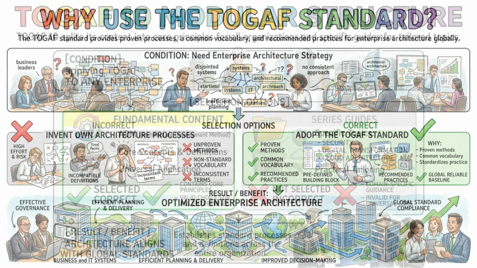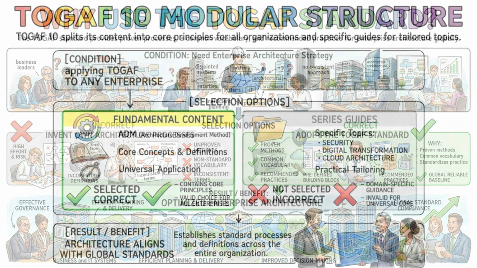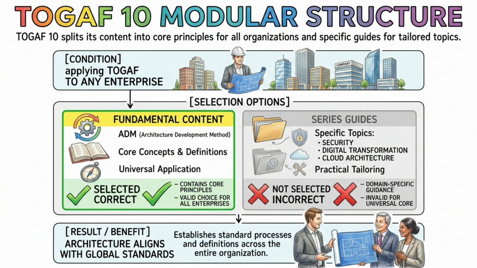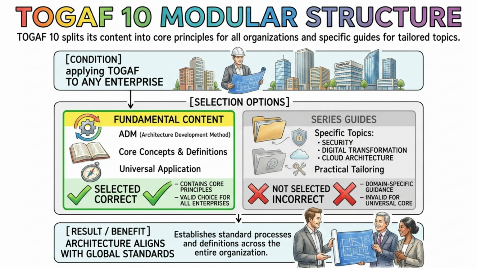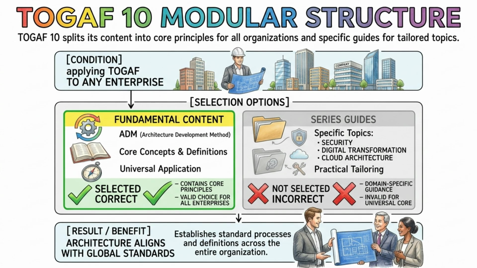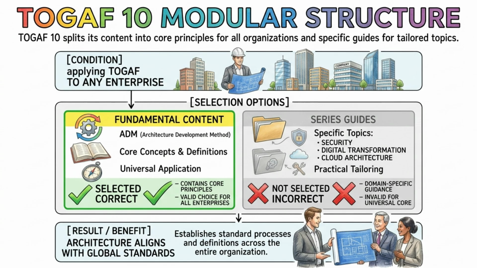In its 10th edition, the TOGAF standard uses a modular structure divided into 2 main parts, the fundamental content and the series guides. The fundamental content contains the core concepts, definitions, and the architecture development method that apply to every enterprise. The series guides offer specific, practical guidance tailored for topics like security, digital transformation, and cloud architecture. Exam questions often check if you know the difference between universal core principles and domain-specific guidance.